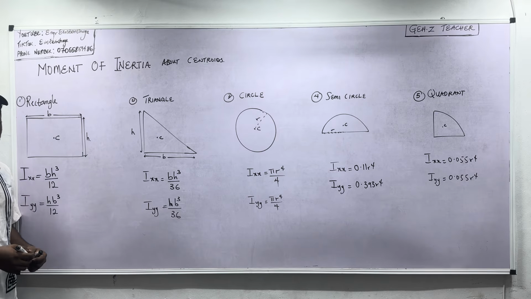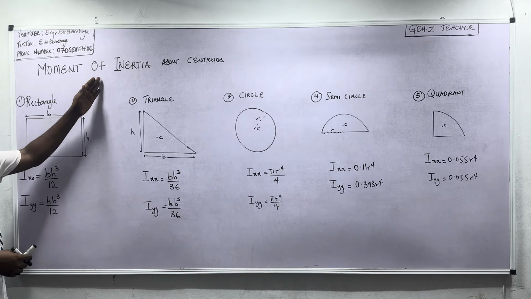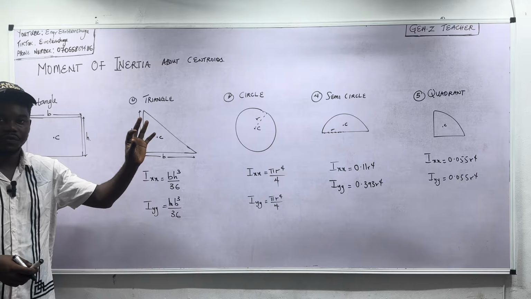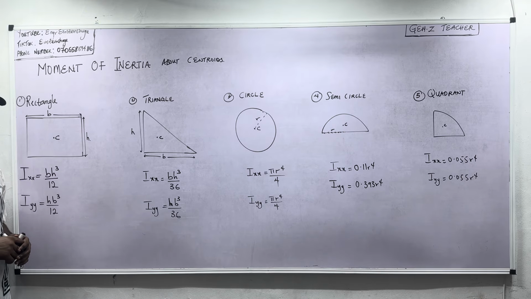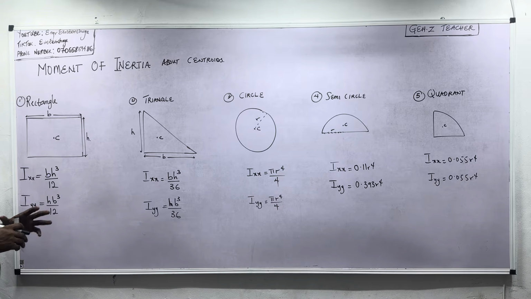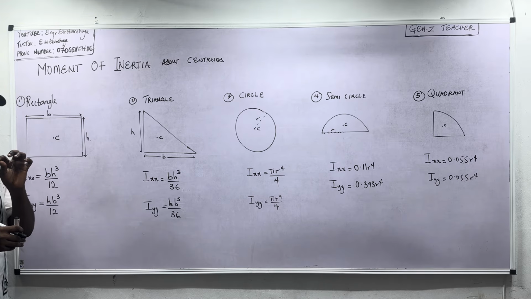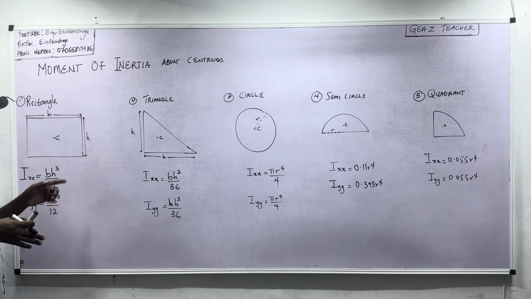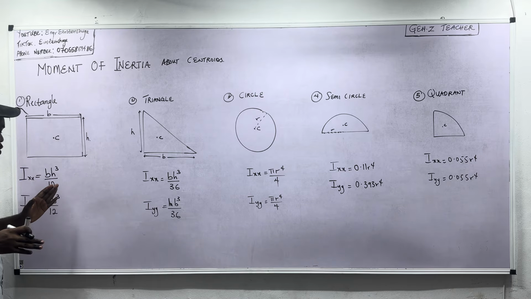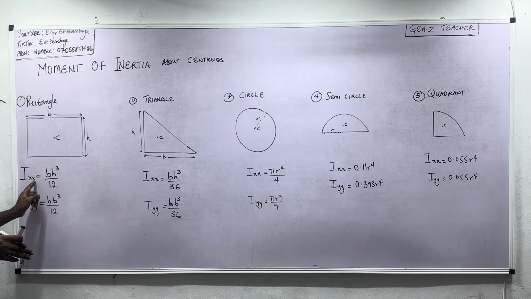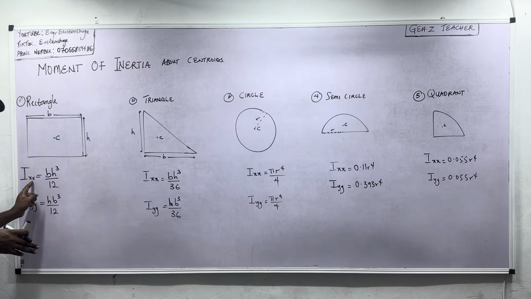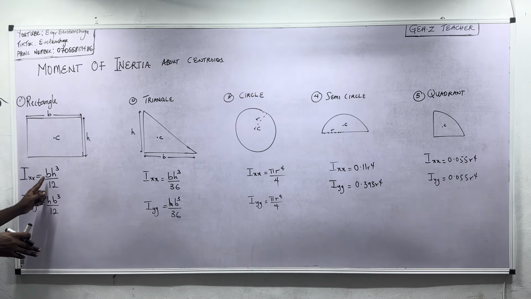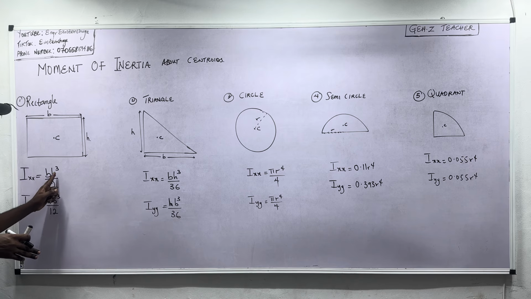Okay guys, quickly we'll be looking at how to find the moment of inertia about centroids for different shapes. We have 5 shapes on the board that are very important. Now for the rectangle, when you are asked to find the moment of inertia about the centroid, about the center, it is very simple. Ixx is the moment of inertia about the x centroid, so we have bh cubed over 12. b is the base, h is the height.